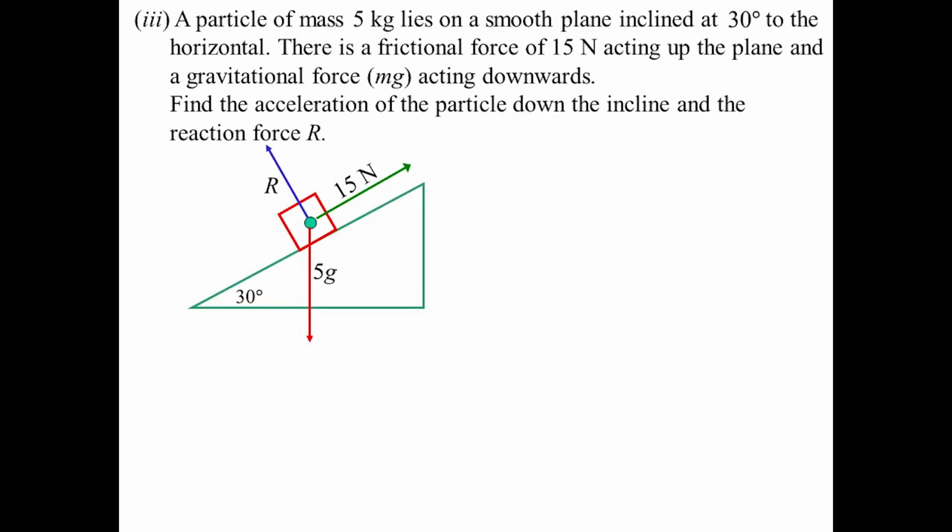So okay, we've got this object sitting on a plane. It's 5 kilograms. So our plane is inclined 30 degrees. We have a frictional force of 15 newtons. It's acting up there. So that's what's trying to stop it sliding down. And there's our gravitational force. Find the acceleration of the particle down the incline, but also find the reaction force.